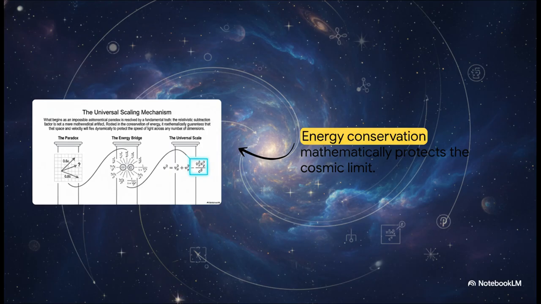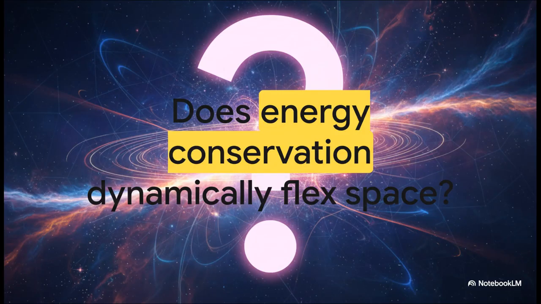Which brings us to the end of our explainer today, and I really want to leave you with this provocative thought to chew on. If we don't actually need the postulate of the speed of light to prove these limits, but instead only need the basic conservation of mass and energy, does the fundamental law of energy conservation intrinsically flex the very geometry of space and velocity itself? Is energy actually the ultimate architect, tirelessly working behind the scenes to protect the cosmic speed limit across any number of dimensions? It's a pretty incredible way to view the mechanics of our universe.